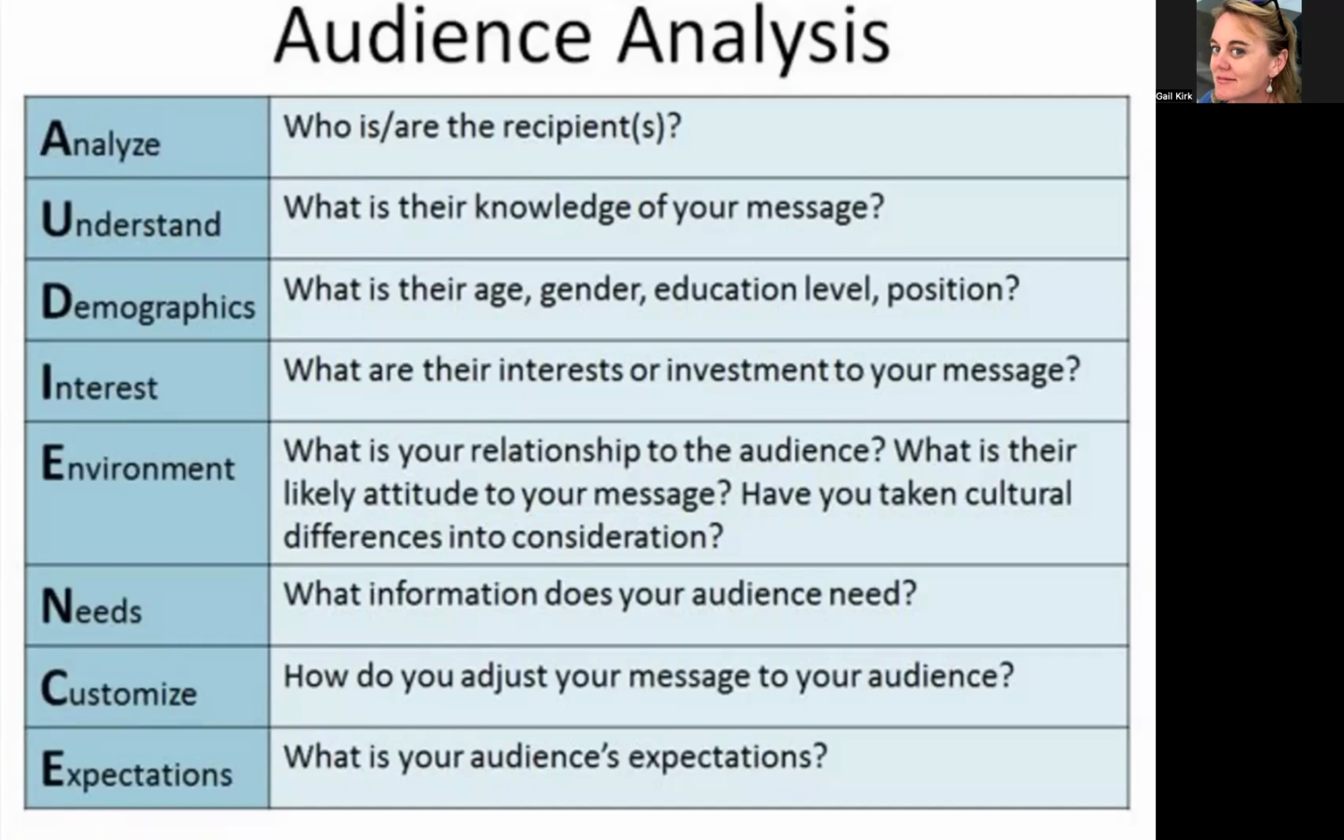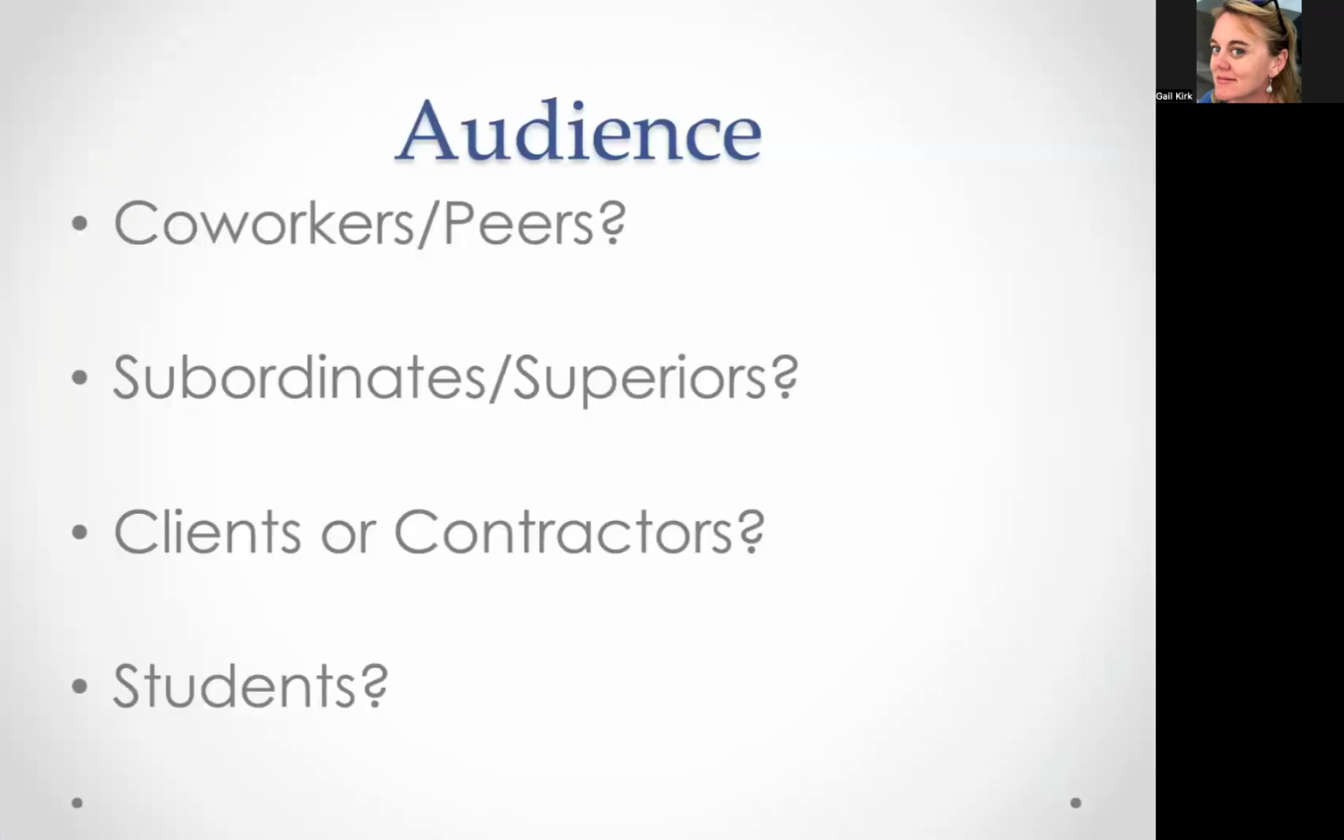Now, to do this, there's a couple of great ways to do it. We can analyze the audience, understand the audience, the demographics, the interests, the environment, the needs, the customs, customizing it, and expectations. So let's break this down a little bit more. First of all, the first thing we want to think about is our audience. We think about who they are. Is this our peers, like for example, in this classroom, or is it coworkers? Are we talking to subordinates or clients, or are they going to be students? Are they younger than us or older than us traditionally? We want to think about all these things.